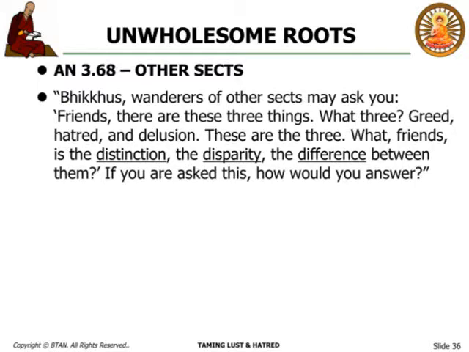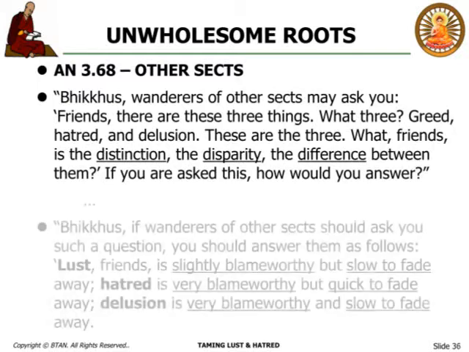So the Buddha basically was speaking to his disciples about people from other religious beliefs or other spiritual following. It says, Bhikkhus, wanderers of other sects may ask you, friends, there are these three things. What three? Greed, hatred, and delusion. What, friends, is the distinction, the disparity, and the difference between these three? If you are asked, how would you answer? And then the Buddha went on to explain.